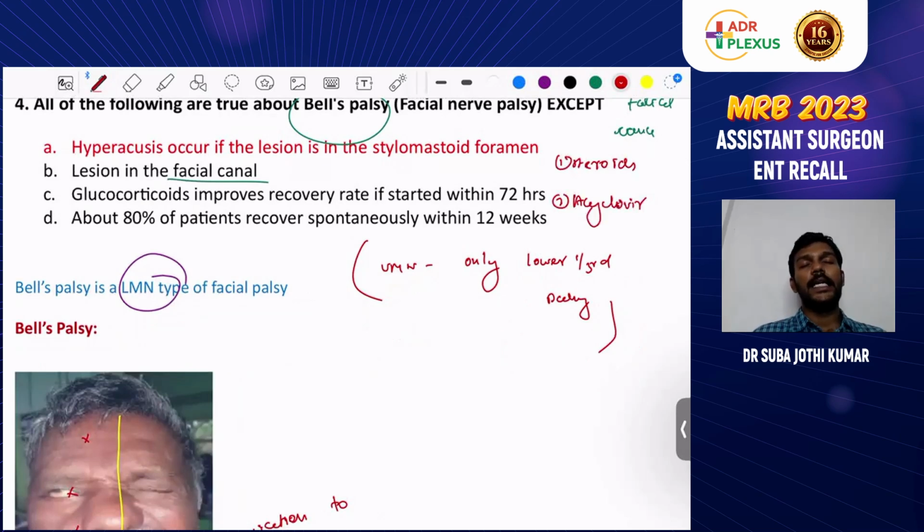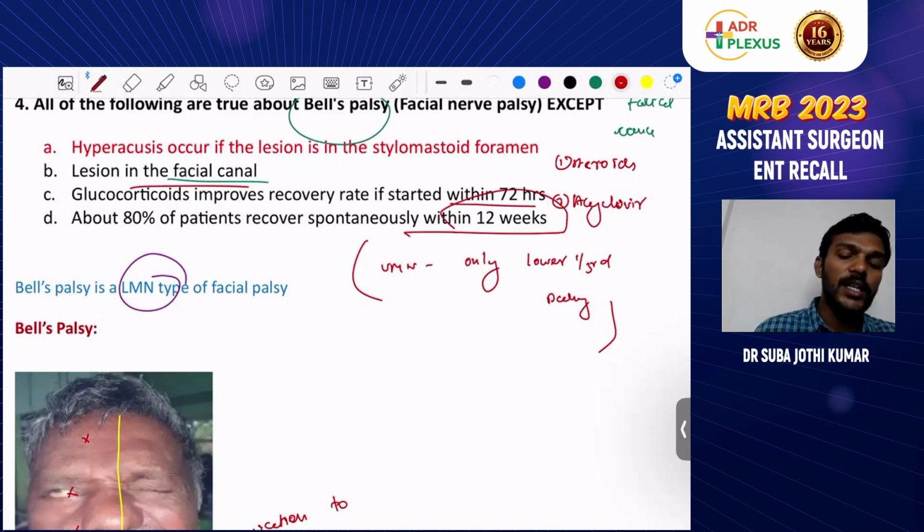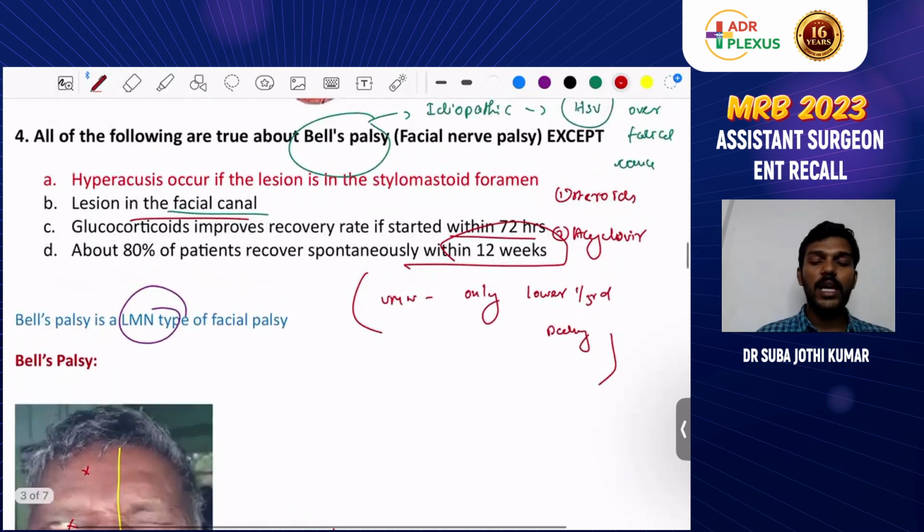If it is not recovering now, you could also add acyclovir for that patient. All of the steroids should be started within 24 hours, as there is a lesion over the facial canal. If you treat the patient adequately with steroids and antivirals if needed, the patient will recover within 12 weeks. Okay. So hyperacusis occurs if the lesion is in the stylomastoid foramen.